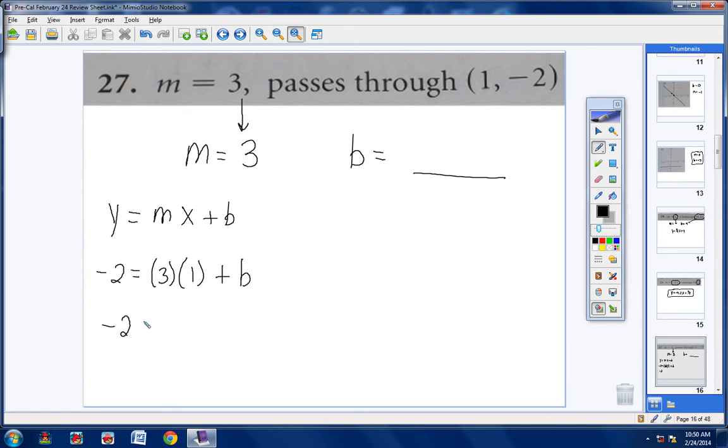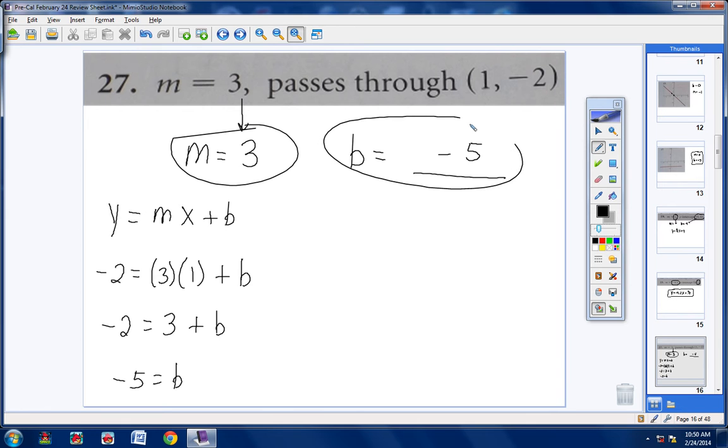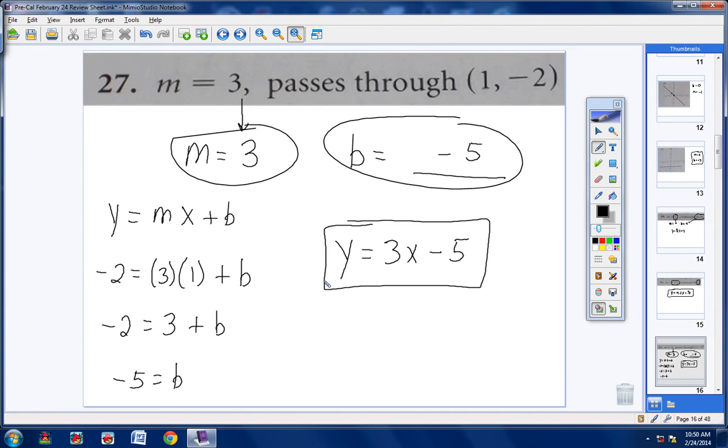Next, I would have negative 2 equals 3 times 1 is 3. And then bring your 3 over and make it a negative 3. Negative 5 equals b. So there we go. So now we know what the slope is. We know what the y-intercept is. So your answer would be y equals 3x minus 5, or negative 5.